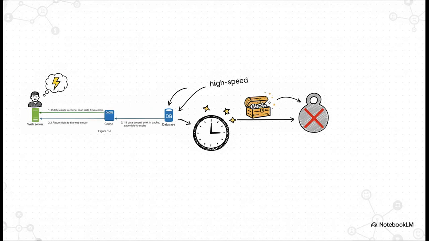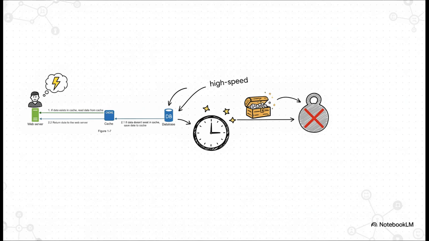And this diagram shows you exactly how that works. When a user asks for something, the web server checks the super fast cache first. If the data is there, we call that a cache hit. Boom, it sends it right back, super fast. If the data isn't there, okay, no problem. It goes to the database, gets it, and here's the important part, it saves a copy in the cache on its way back.